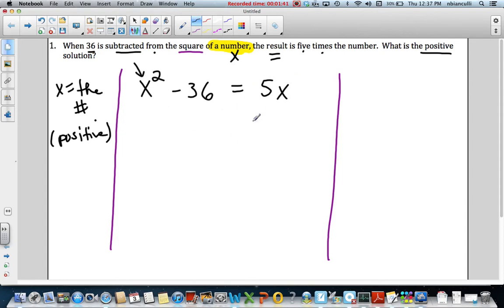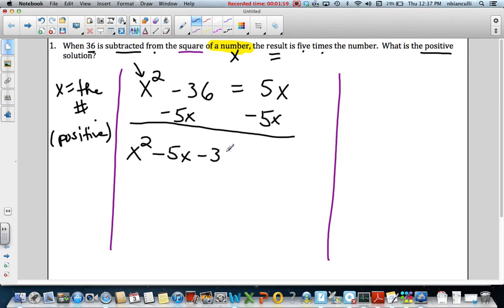So how do we handle this? We move everything to the quadratic side. Subtract 5x on both sides. Let's be careful to arrange this in the correct order. Your x squared term goes first, the x term goes next, and the number without the x goes last, and this equals 0. Now you can factor this. Two numbers that multiply to negative 36 and add up to negative 5 are negative 9 and positive 4.